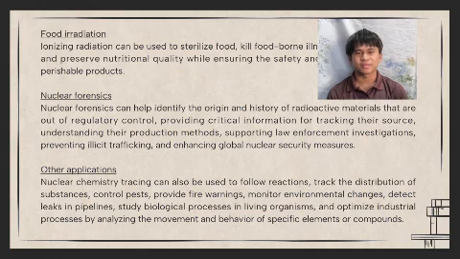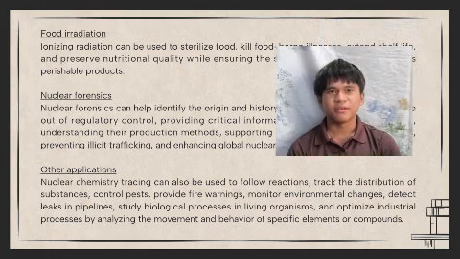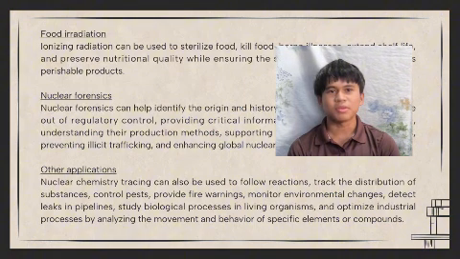security measures. Other applications. Nuclear chemistry tracing can also be used to follow reactions, track the distribution of substances, control pests, provide fire warnings, monitor environmental changes, detect leaks in pipelines, study biological processes in living organisms, and optimize industrial processes by analyzing the movement and behavior of specific elements or compounds.